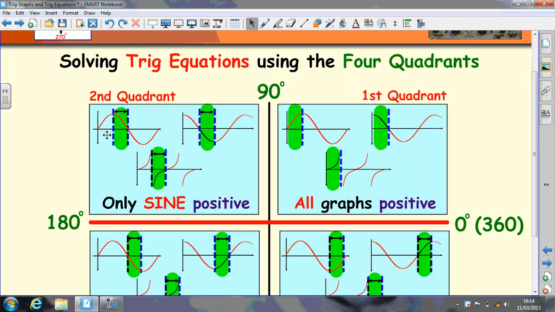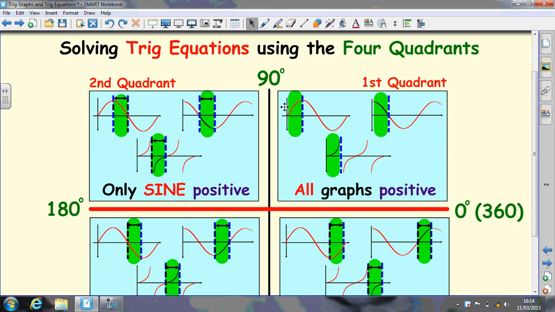So looking again at this diagram, in the first quadrant, looking at the three graphs, you've got the sine wave, the cosine wave, and the tan graph. You can see that each one is positive, i.e. the sine wave has values between 0 and 1 in the first quadrant, the cosine wave has values between 0 and 1, and the tan graph, its values are all positive, going up like this. So every graph has positive values in the first quadrant.